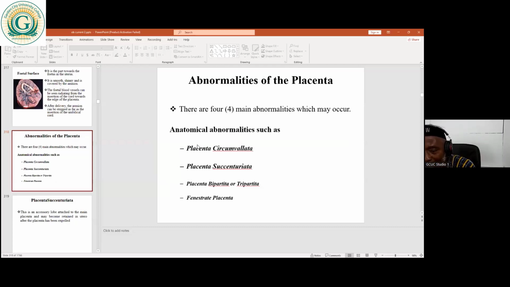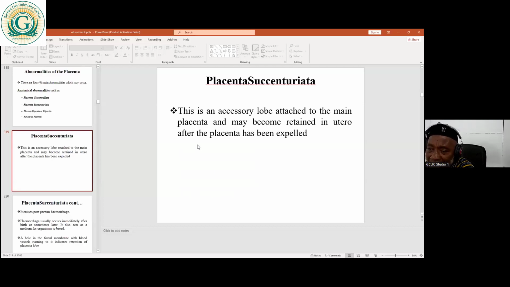There are 4 anatomical abnormalities. In other words, these abnormalities developed when the placenta was developing, and we call them placenta circumvallata, succenturiata, bipartita or tripartita, and fenestrata. These 4 are anatomical. You always have to look at the way they word it: anatomical abnormalities. So what do we mean by succenturiata?